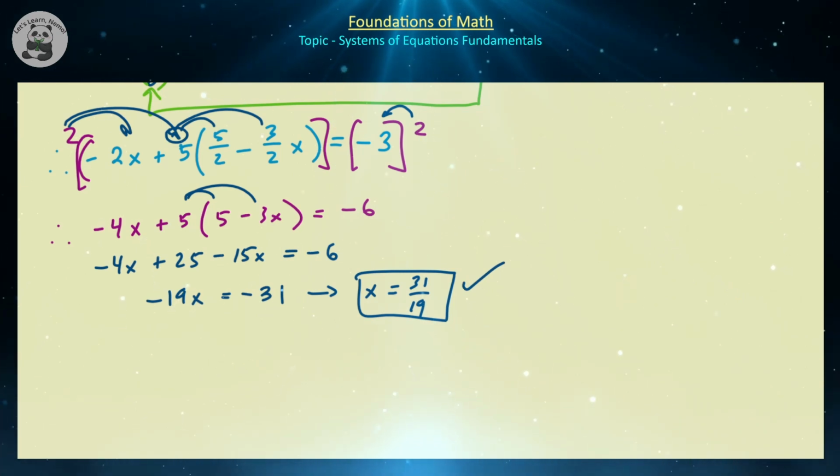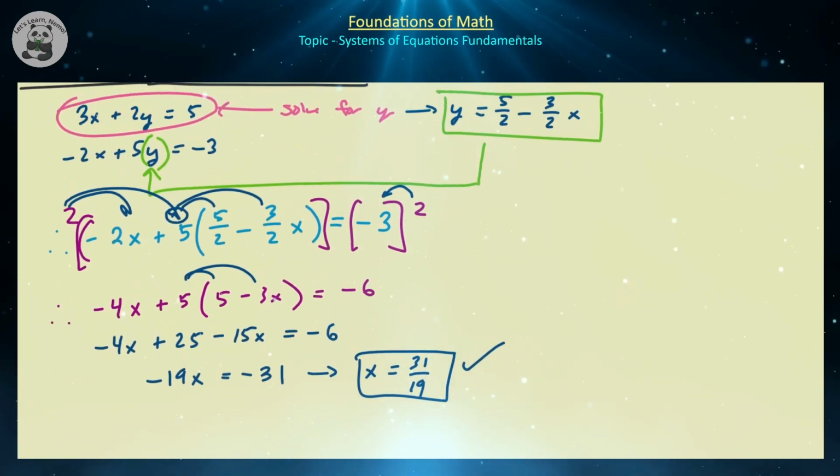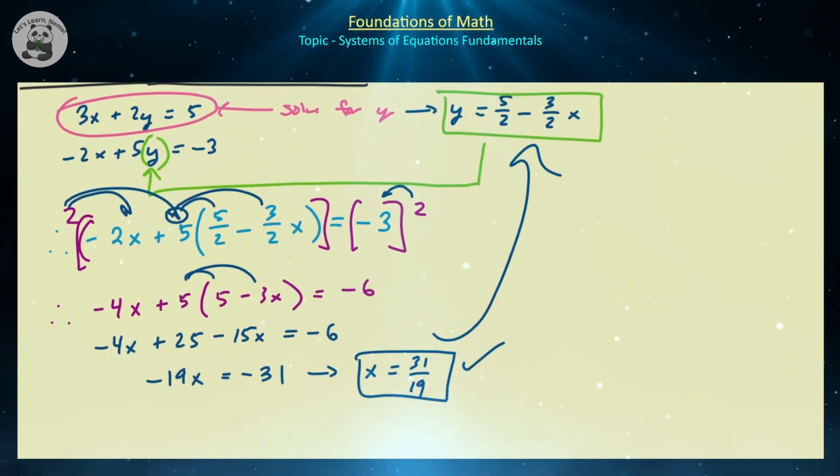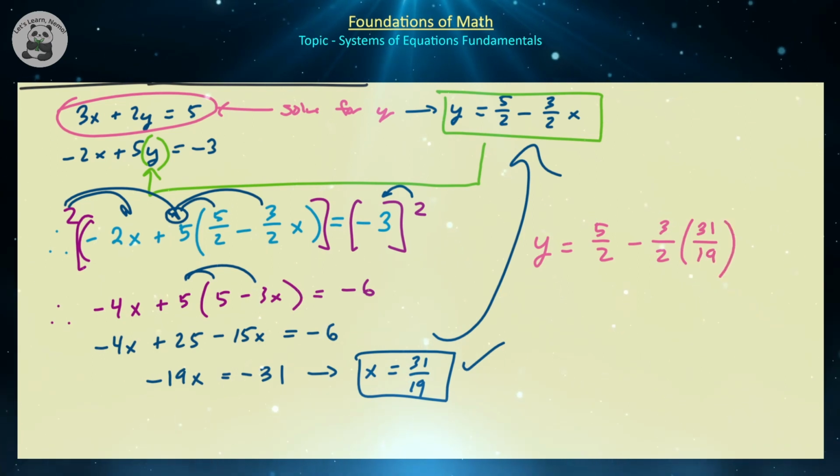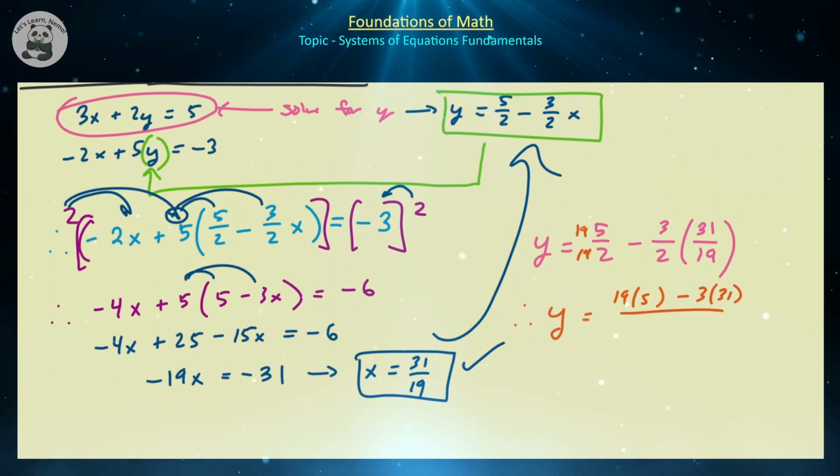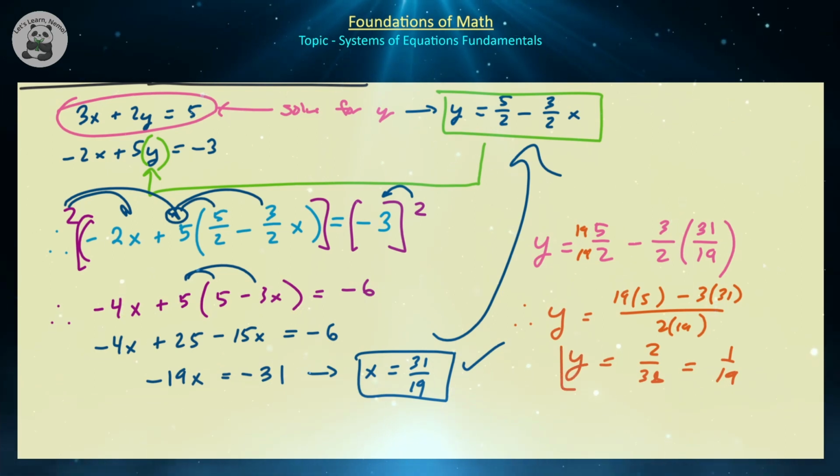Okay, so once you have your x value, now we can find our y by substituting that back into our y relation. So keep in mind y is equal to 5 halves minus 3 halves of x, and x is 31/19. So I'm just going to multiply that by 19 to get that common denominator. So we're going to have that y is equal to 19 times 5 minus 3 times 31, all divided by 2 times 19, and that is going to be equal to 2 divided by 38, which does reduce to 1/19.